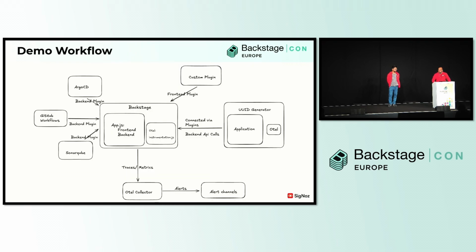So let's talk about the workflow that we are going to showcase in the demo. We have run Backstage, and we have Argo CD, GitHub workflows, and some custom plugin that I have also generated. Also, there is one other plugin, which is a UUID generator, which is custom integrated with OTel. So we have instrumented it. And what we are trying to do is make a Go example service.